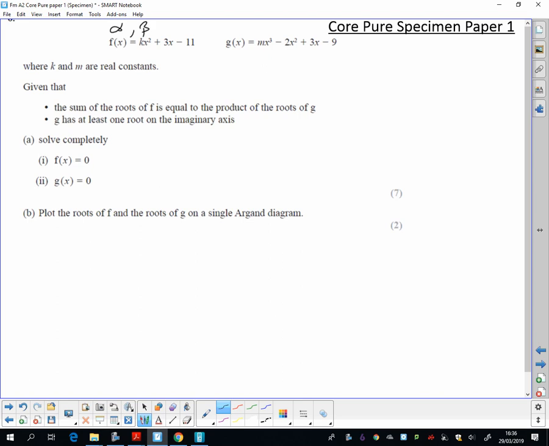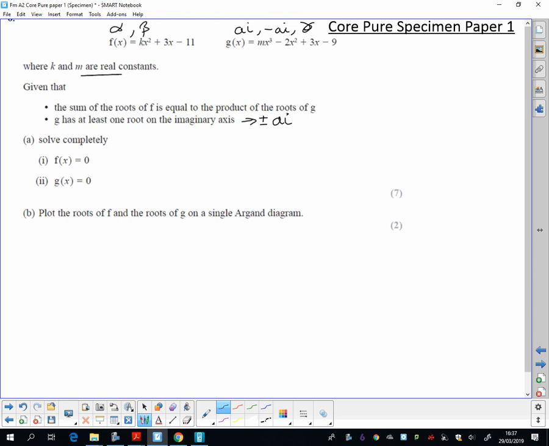Now, before I name the roots of g, it says at least one root is on the imaginary axis. That means it must be of the form ai. This is a cubic equation, and we're told that m is real. That means there must also be another root, negative ai, because it's going to have to come as a conjugate pair. So for this one, I'm going to call them ai, negative ai, and then you can pick whatever you like for the last one. We could call that one gamma.